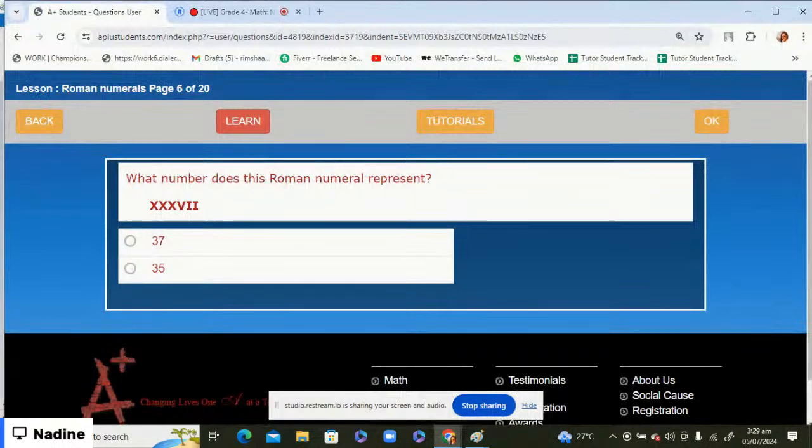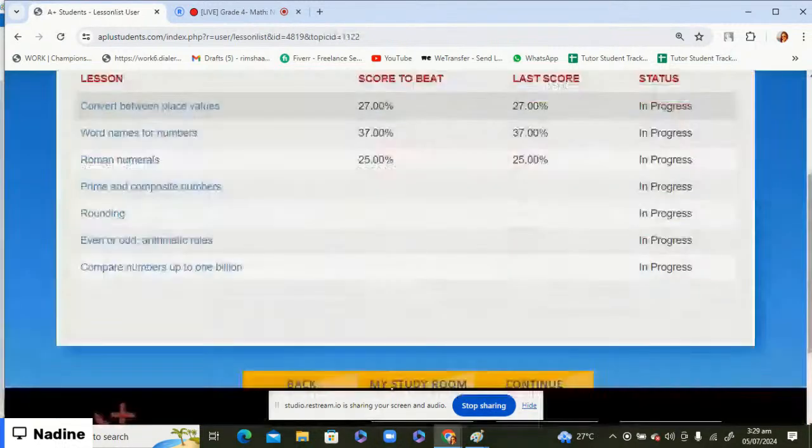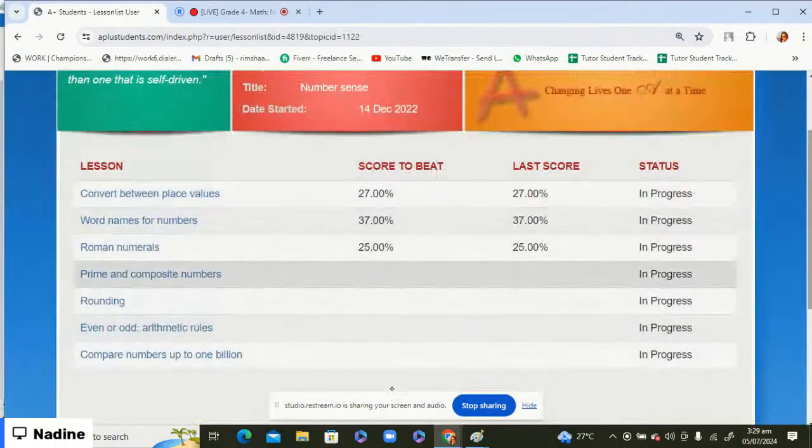Okay, hope you guys understand this lesson as well. So now let's discuss the next part. Solve the rest of the questions by yourself. So here we have done these three. Now let's move to the prime and composite numbers.